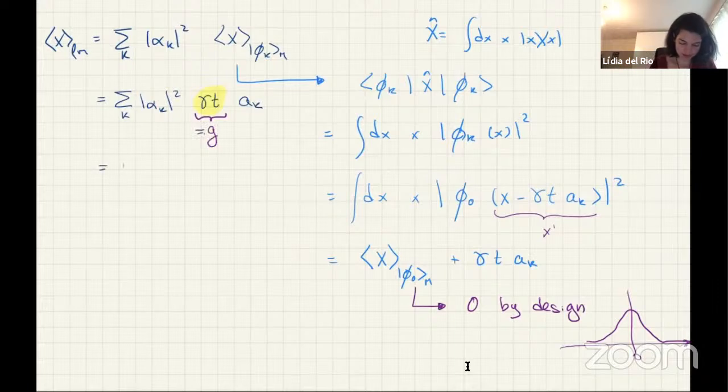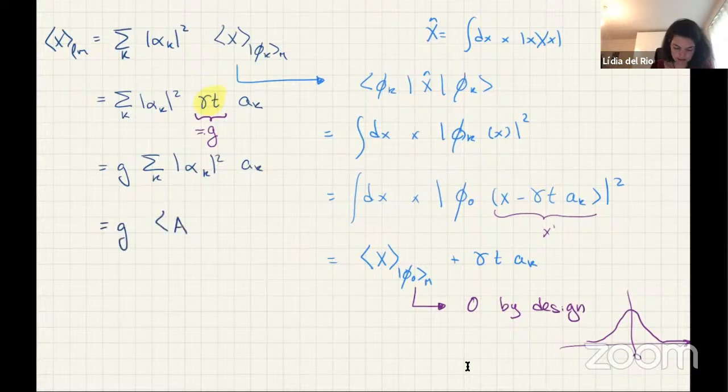So then we're left with g times the sum over k of k squared alpha k. But what is this that we observed here? Well, this is just g times the average of the observable if we had measured it directly on the initial state of the system. If we just made a strong measurement of the observable on the system, then the average value would be this.